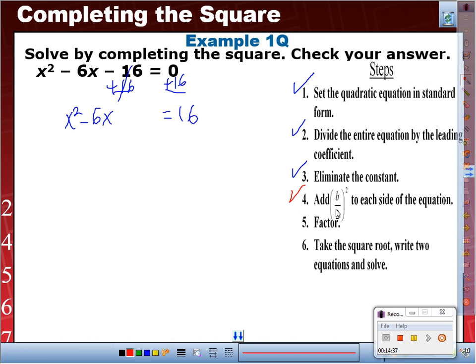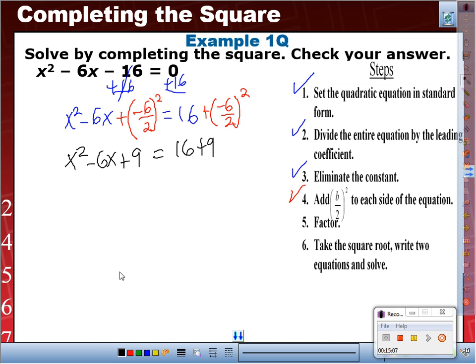Step 4, we need to add b over 2 squared. So, what is b? Negative 6 over 2 squared to each side. So let's simplify that. X squared minus 6x plus, what is negative 6 divided by 2? That's negative 3 squared. That's 9, equals 16 plus 9.